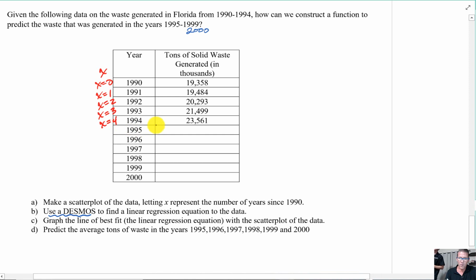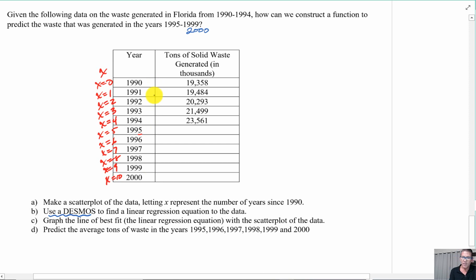And X equals 4 represents 1994, and so on. And then if you just take a look at the pattern, X equals 5 represents 1995. It's pretty self-explanatory. X equals 7, 1997, and then X equals 8, X equals 9, and X equals 10 represents the year 2000, which means that it's 10 years past 1990, which should make sense.